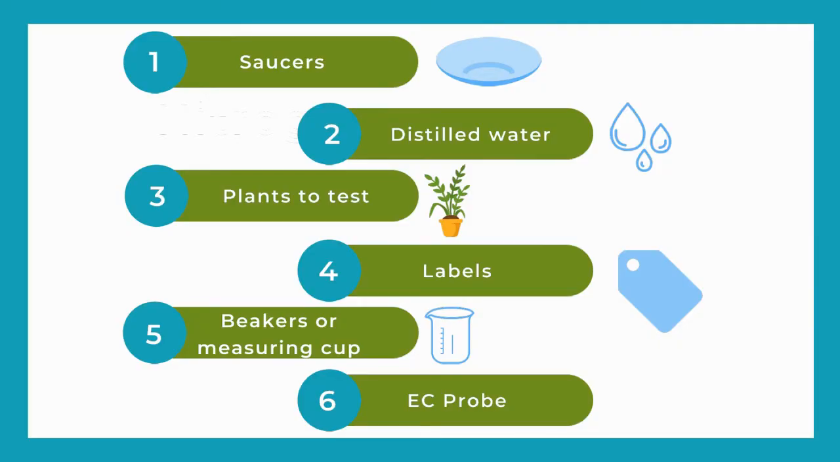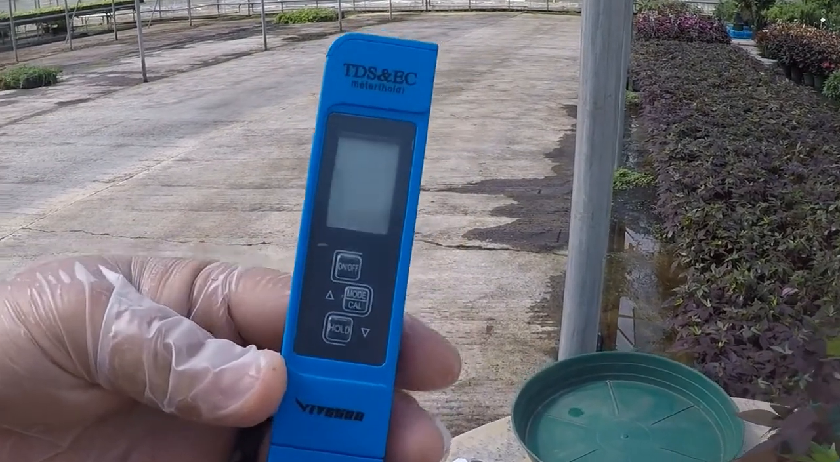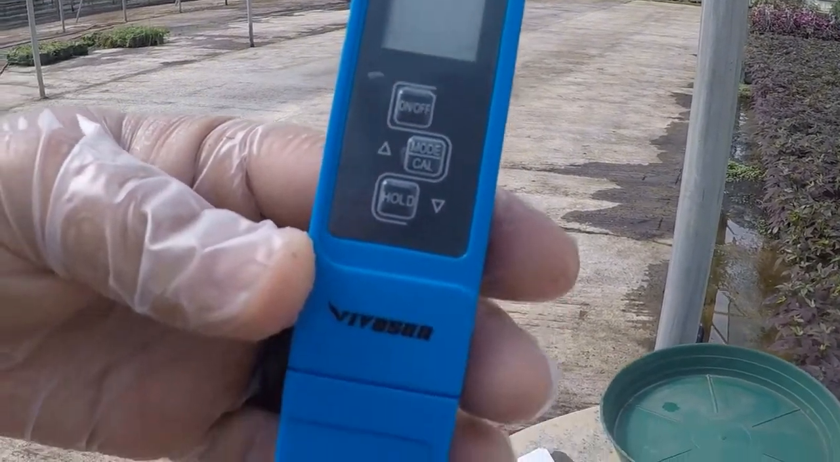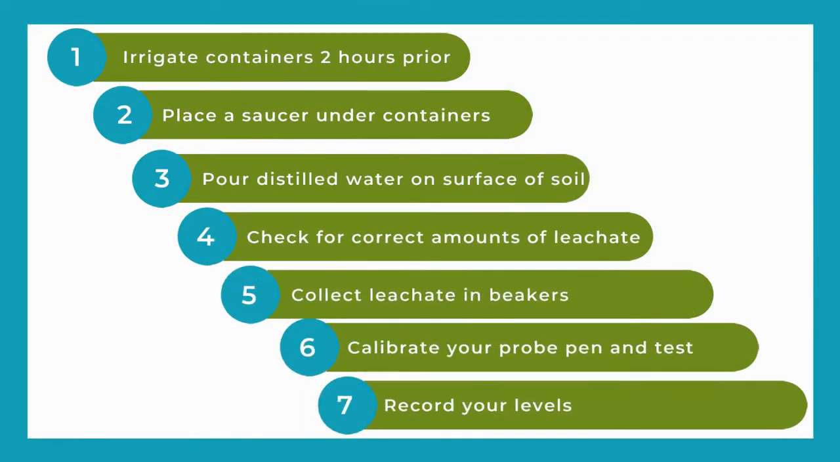For this process, you will need saucers, distilled water, plants to test, labels, a beaker with measurements, or a measuring cup, and an EC probe which can be bought on Amazon for about $20 or less. Follow these simple steps to remove leachate from the substrate for EC and pH testing.